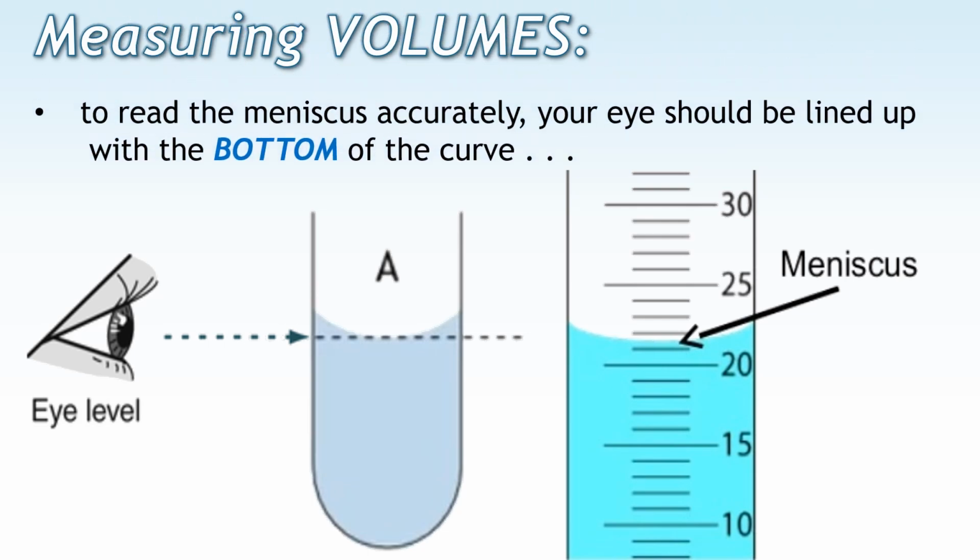And if you don't, you're either going to underestimate or overestimate the amount of fluid that you are trying to measure. That could be a certain amount of error that leads to a bad result. So it's really important that you get in the habit of always making sure that when you're measuring in a graduated cylinder, your eyeball lines up with the bottom of the curve, the meniscus.